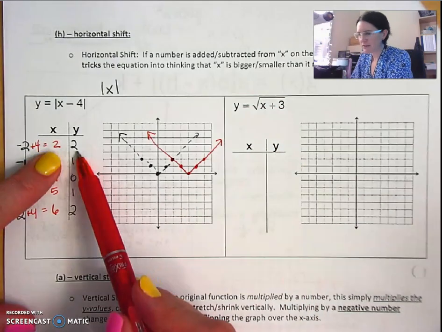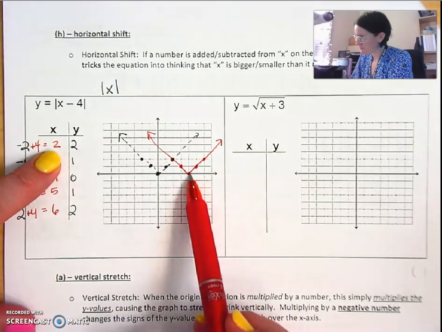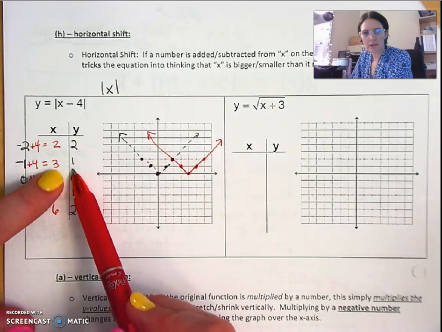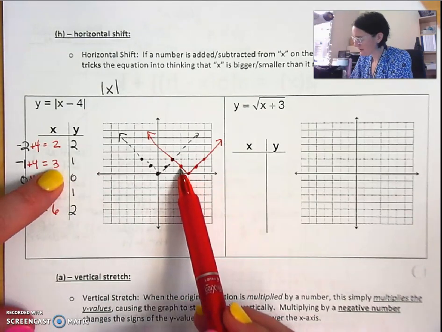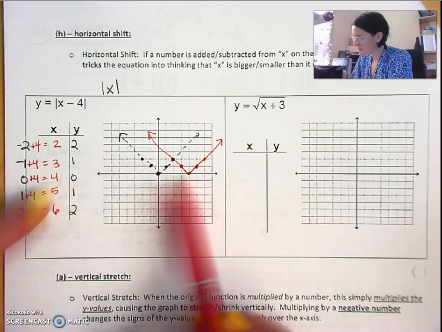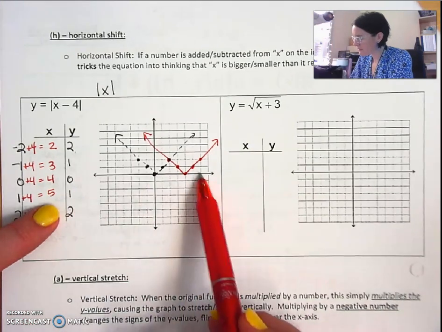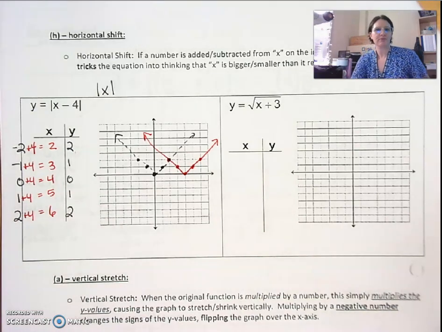So I should have a point at 2, 2. Absolutely. Point at 3, 1. Right there. A point at 4, 0. A point at 5, 1. And a point at 6, 2.